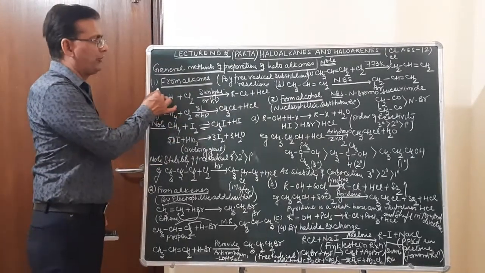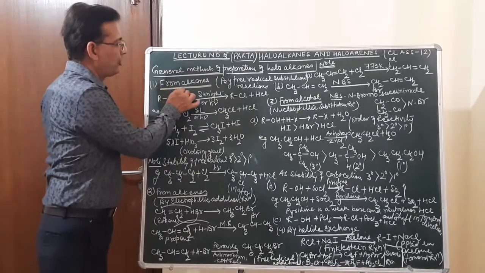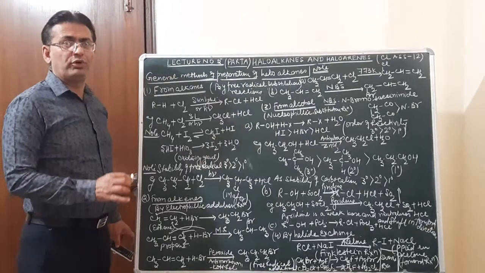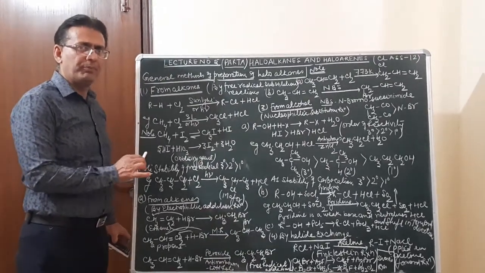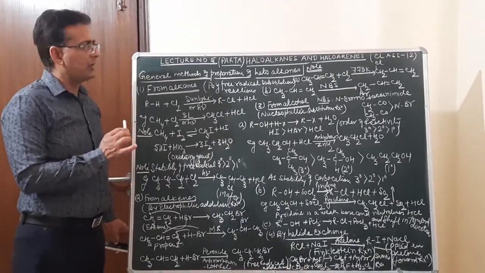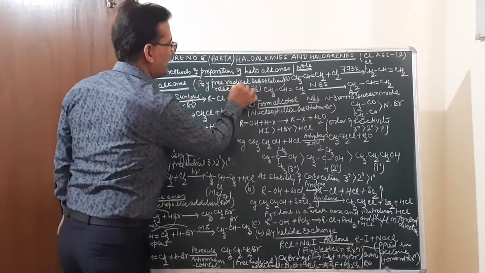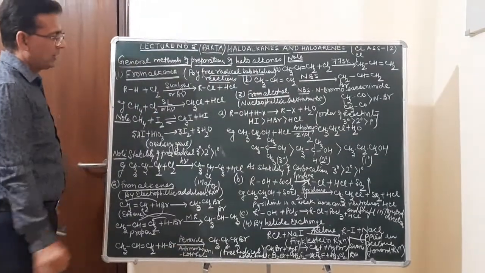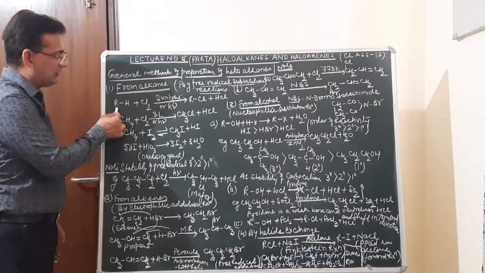Now, for the preparation of haloalkanes, the first method of preparation is from alkanes. Remember, this was a property of the alkanes and here it becomes the preparation of haloalkanes. The mechanism of this reaction was free radical substitution. If you remember, we did free radical substitution reactions in class 11. Now, try to recapitulate.